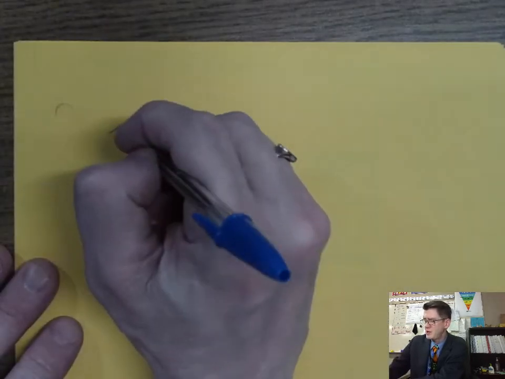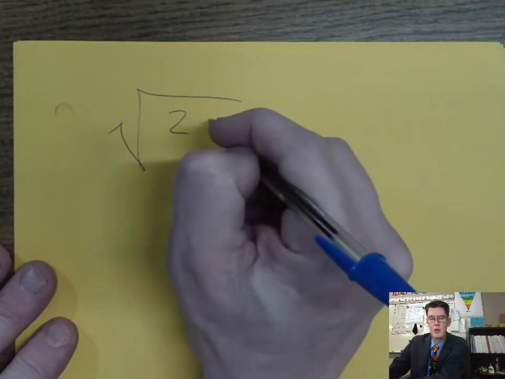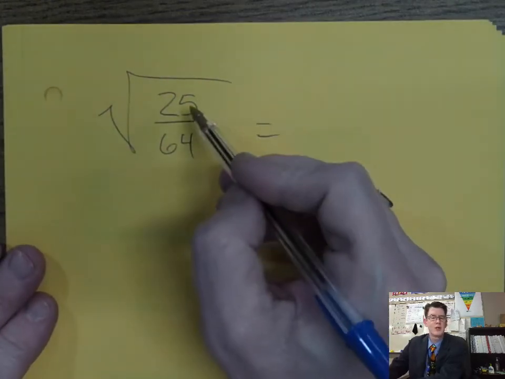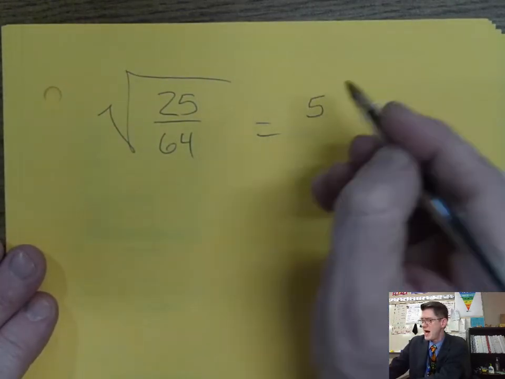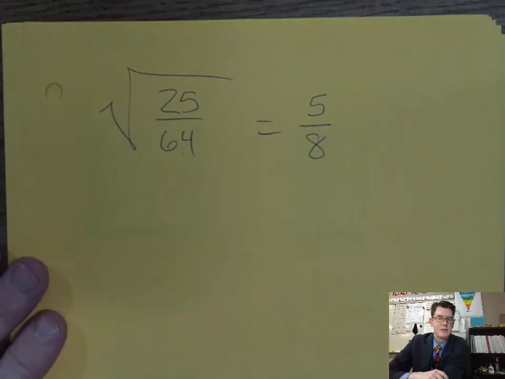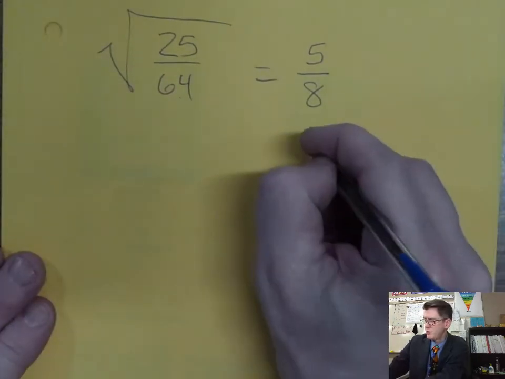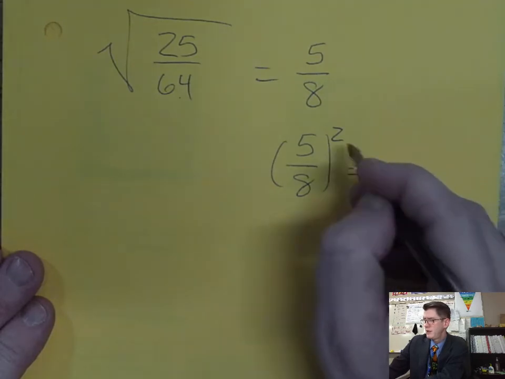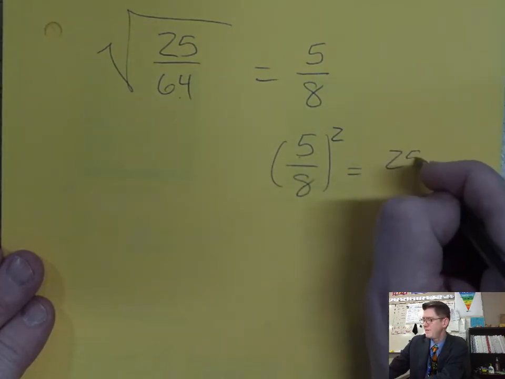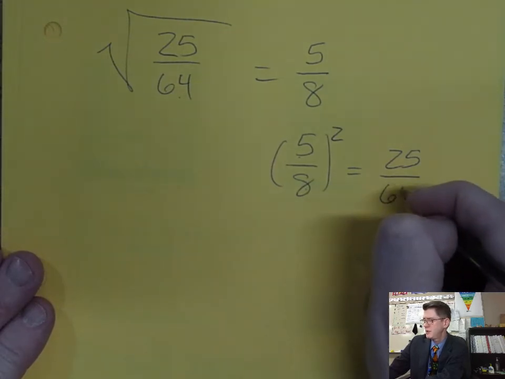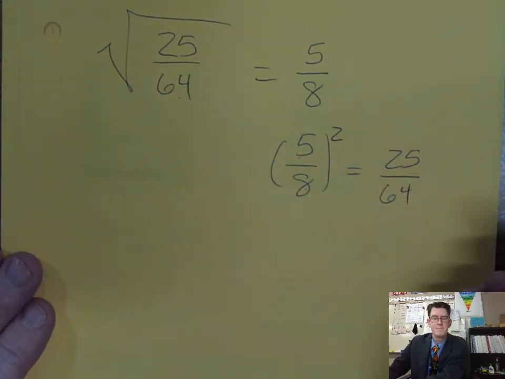You can do it with fractions as well. What's the square root of 25/64? Well, the square root of 25 is 5. And the square root of 64 is 8, so the answer is 5/8. And to work backward, the reason that works is because if you have 5/8 squared, 5 times 5 is 25, and you're squaring everything in the parentheses, so 8 squared is 64.